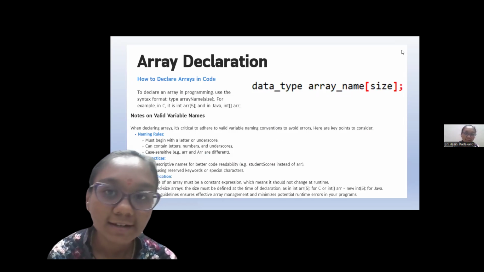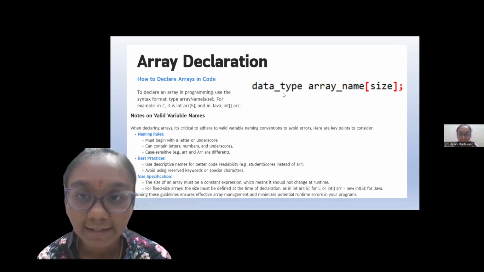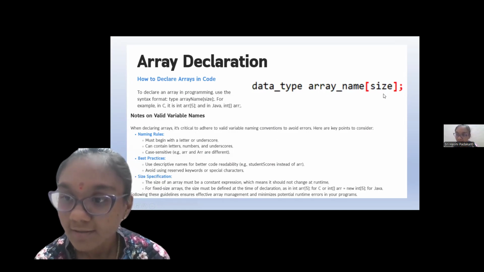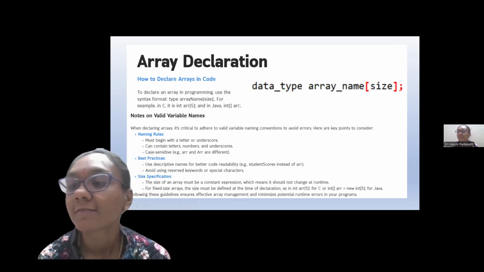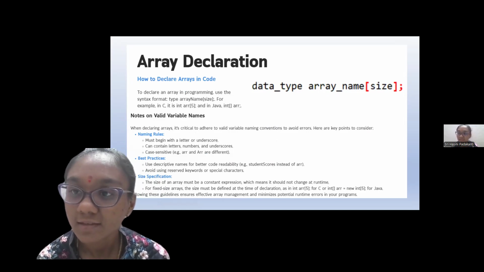Let's see array declaration syntax. The syntax of the array declaration is data type, array name, square brackets. Inside the square brackets, we will mention the size of an array. And this should end with a semicolon.